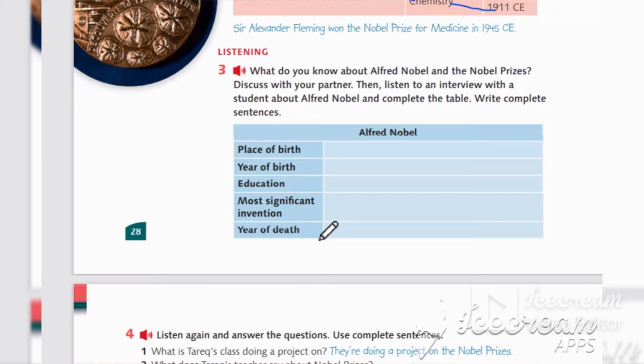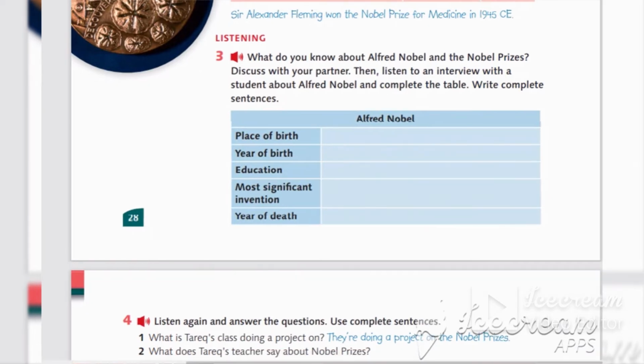So there are 5 Nobel Prizes each year? Actually, in 1969 CE, they added a prize for economic sciences. So which Nobel Prize are you hoping to get one day? I'd like to be a scientist and do research. Perhaps I'll win a prize in science one day.